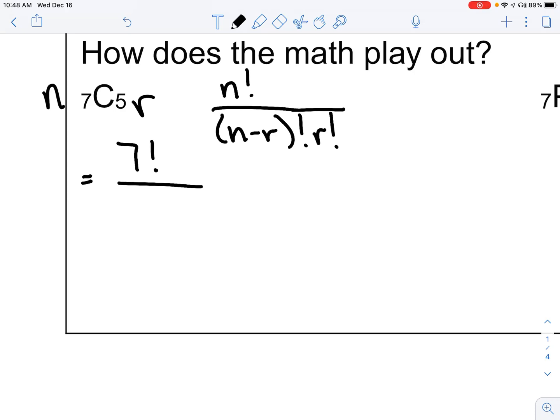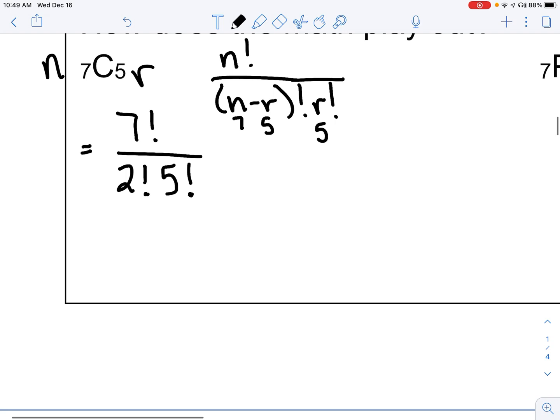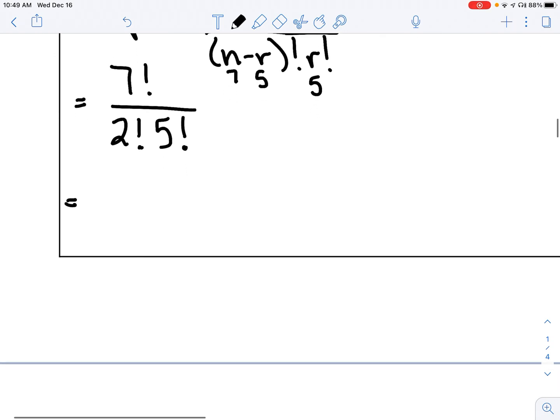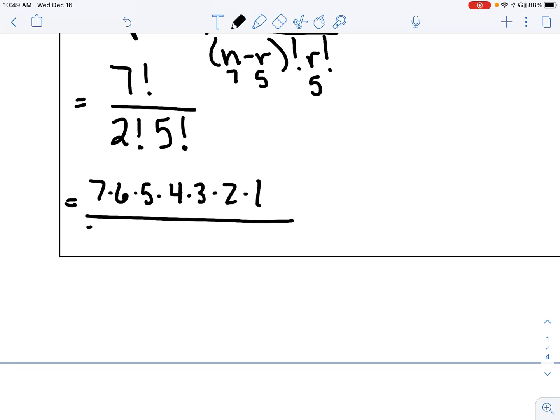So if I do n minus r, that's 7 minus 5, right? So that would be 2 factorial. And then another r factorial, r is 5, so I would need an extra 5 factorial. That gets rid of the repeats within the groups. Now I'm going to actually work the entire math out. You're not going to have to do this in every problem. It would be 7 times 6 times 5 times 4 times 3 times 2 times 1 over 2 times 1 times 5 times 4 times 3 times 2 times 1.